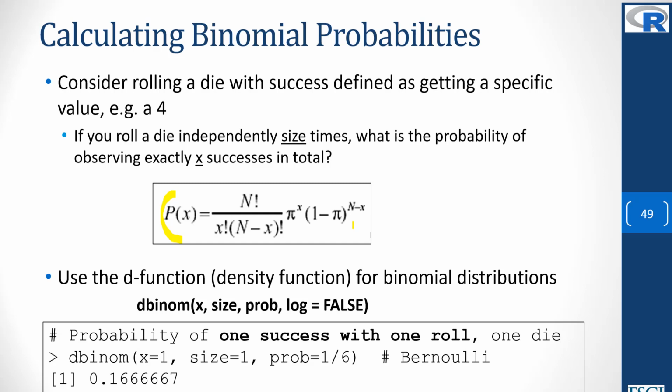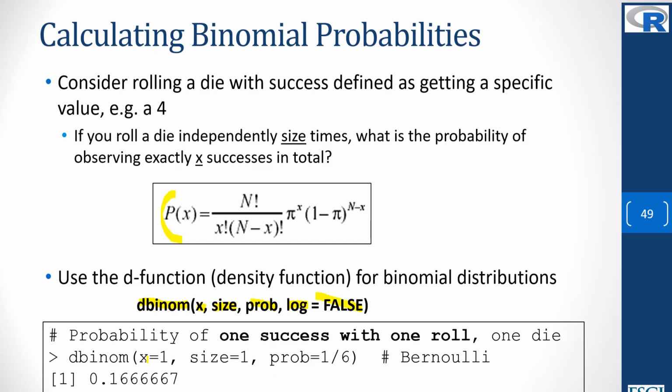I don't want to do this. I'm going to use the d function for binomial probabilities, which is dbinom. You provide the number of successes, the size, in other words, the number of trials, the probability for an individual success, and then there's an optional log argument which interprets the result as a logarithm. We're not going to use that. The default is false, so we're going to just leave that out.